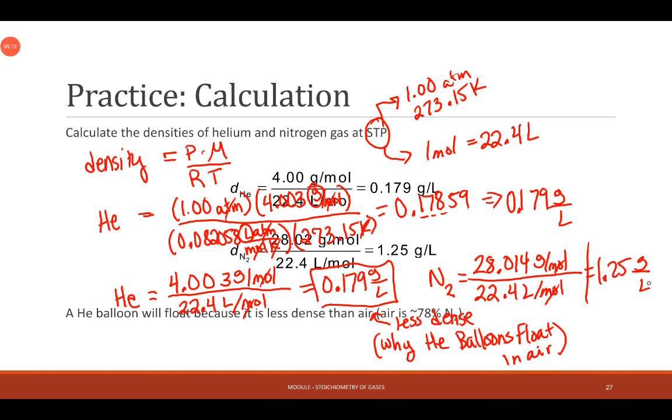I just realized I wrote mole there instead of liters. Gotta fix that. That was a liter.